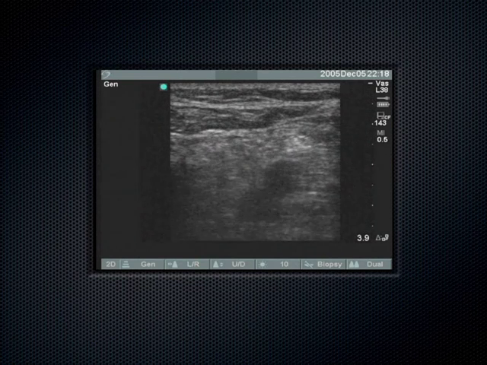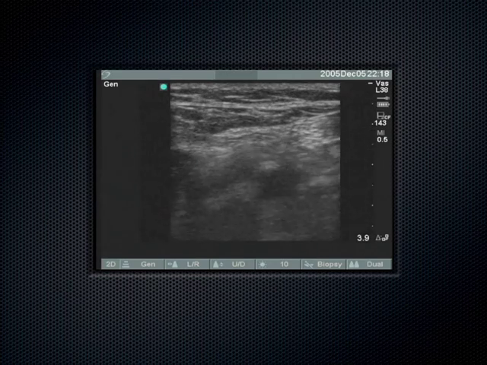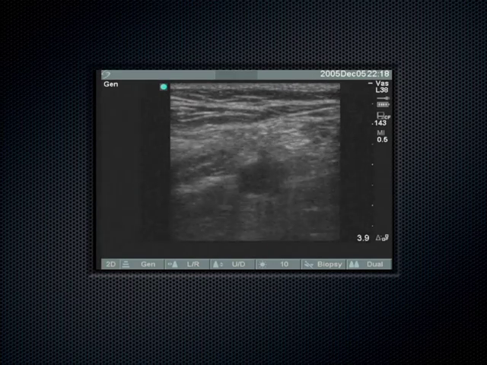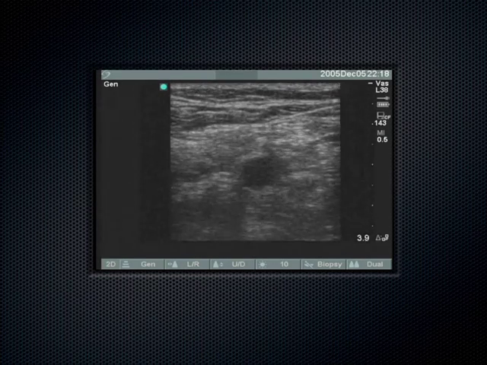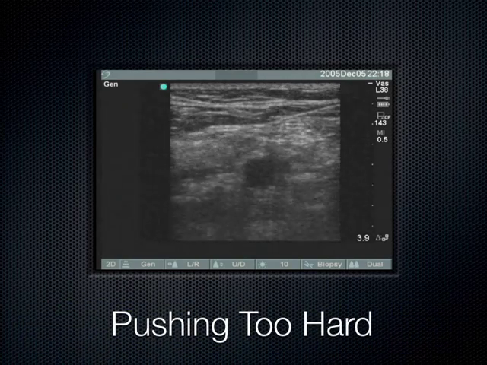Good. Now, why is it that we didn't see that? Why is it we just see something pulsing there? We see the artery, we don't see the vein. Why do you think that is? Yeah, exactly right. Pushing too hard. So you're staring at this.